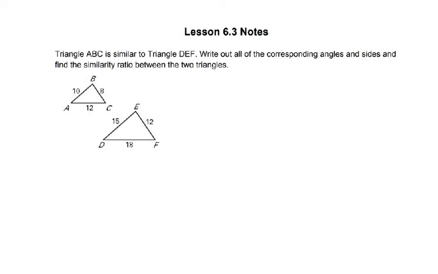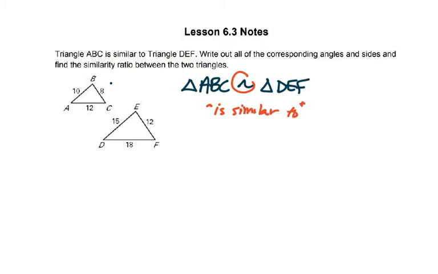We're being told that triangle ABC is similar to triangle DEF. And that means a couple of things. First of all, that squiggle means "is similar to." It also means that all the angles are congruent, because angles don't change size. It still has to add up to 180.